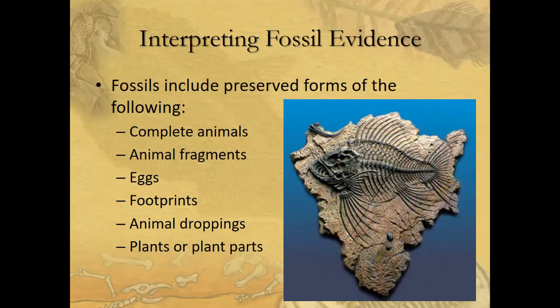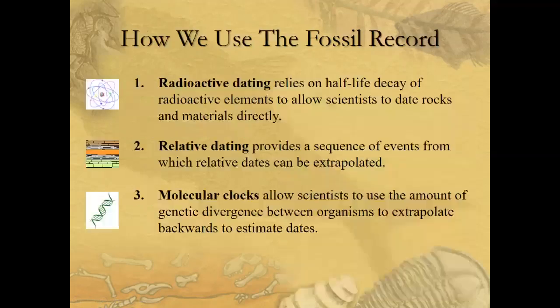Okay, so how do we go ahead and get information about how old this fossil or something similar to this would actually be? Well, there are three techniques that we typically use. Number one is what we call radioactive dating. This is the most reliable version that we have, and what we do is we use half-life decay of radioactive elements to figure out the date fairly precisely.